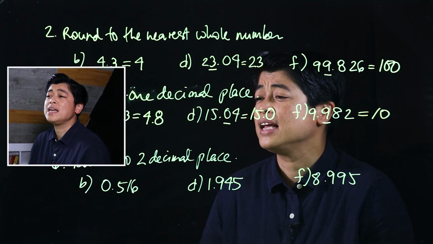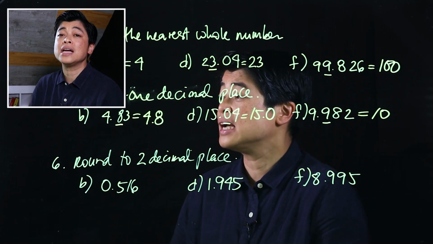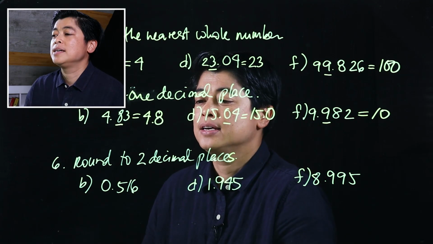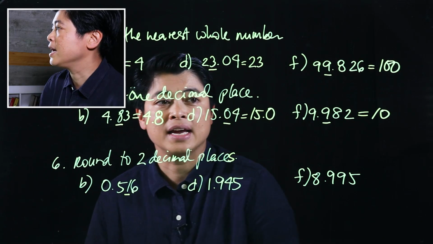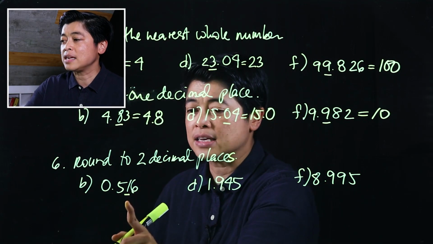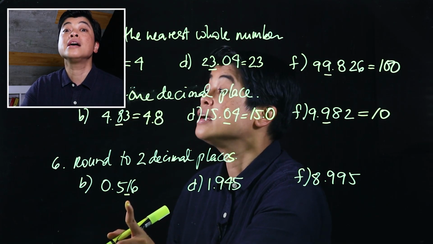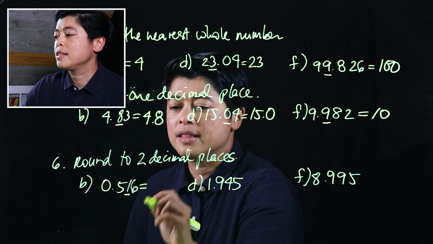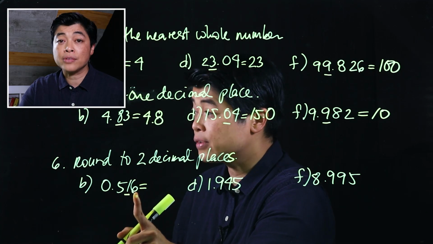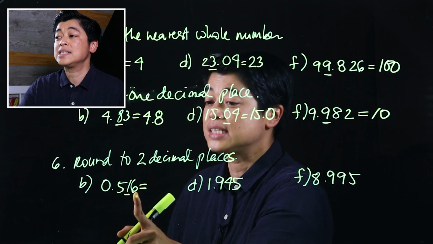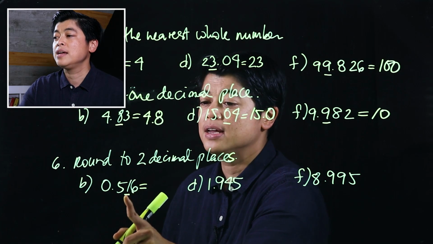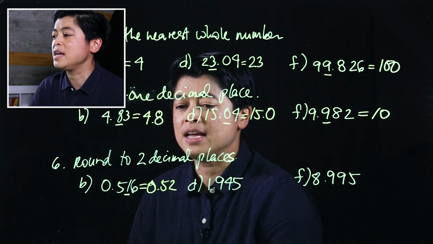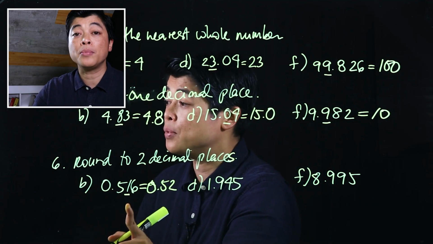Finally, if it says round to 2 decimal places, that means we underline the second decimal place or the hundredths place. If we round to the hundredth, we look at the number after the hundredth, which is 6, more than 5. That means this becomes 0.52. It has to go up 1.